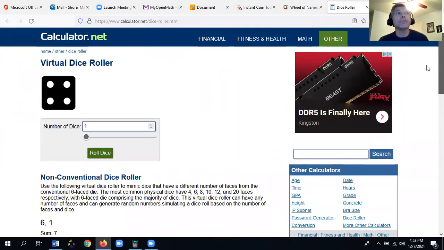Now, I think the other one looks nicer. I'd really like to see the die be rolled and go across the screen, or a coin that looks like a coin when it's being flipped and things like that. This one, I think the other one might look nicer. Let's take a look at the other one.